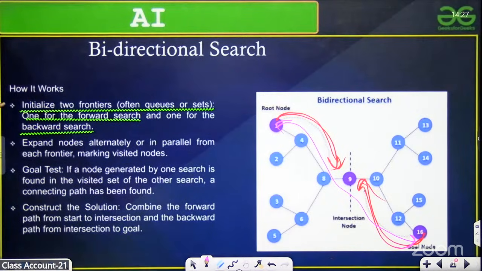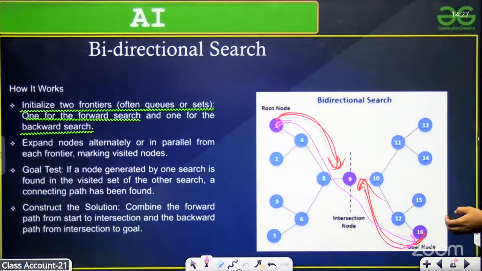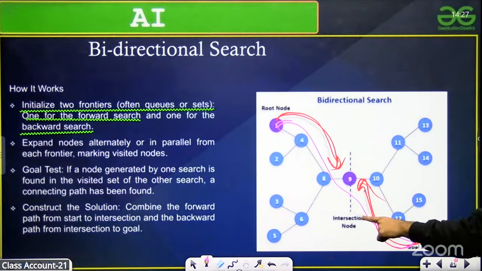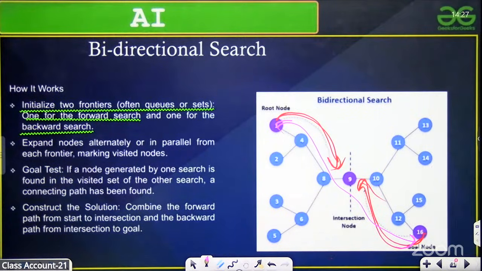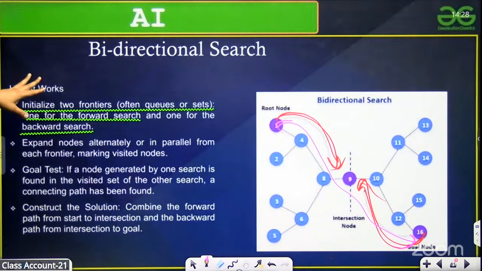Okay, so how it works, so we have a forward search starting from root node and we have a backward search starting from the goal node, and wherever they meet, they would be intersecting at an intersection node, and that is where the complete path is found. Okay, there is the complete path after the intersection of both the nodes. ठीक है, तो this is basically the main idea, or this is the core idea of bidirectional search.